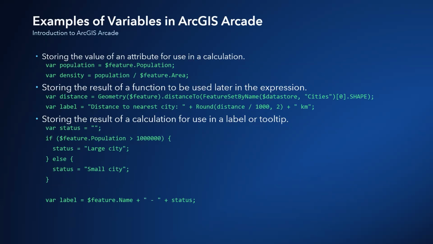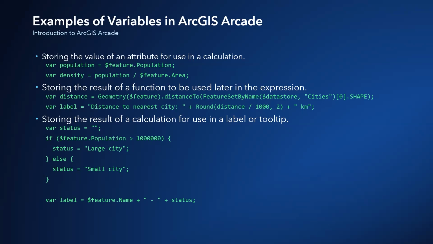In this first example, this code is an Arcade expression that calculates the population density of a feature by dividing the value of a field called population by the value of a field called area. And for this example, if the population attribute of a feature being measured is 5,000 and the area attribute is 100 square kilometers, the expression would return a value of 50, indicating that there's a population density of 50 people per square kilometer.